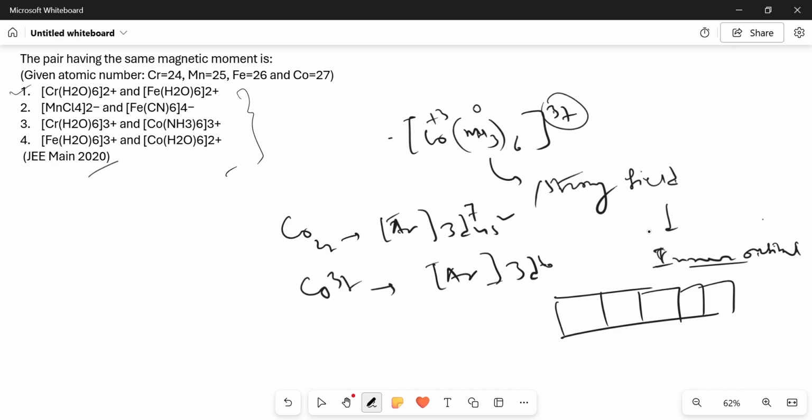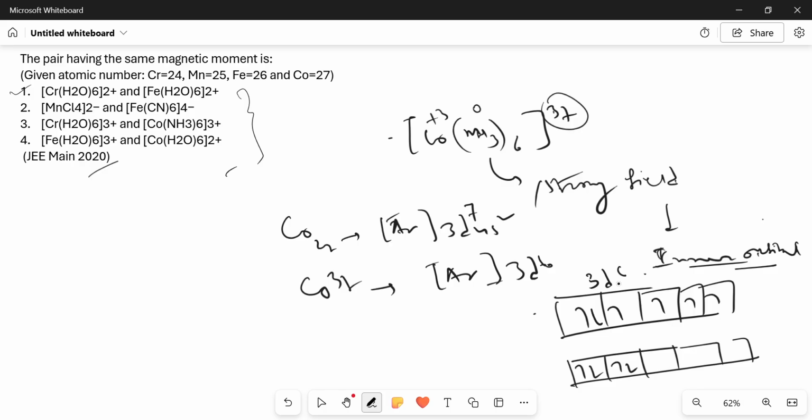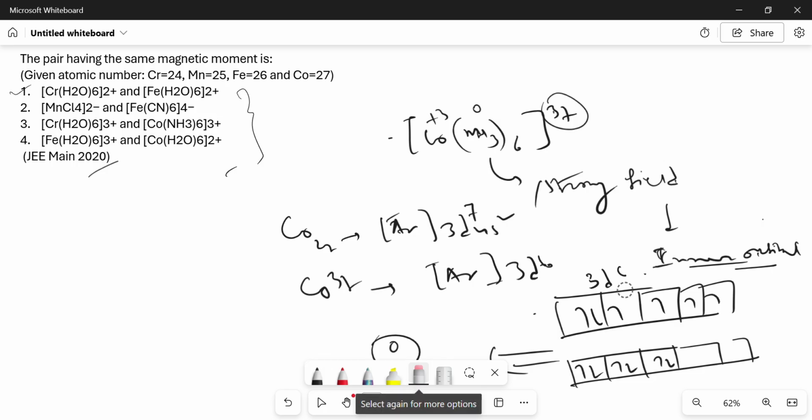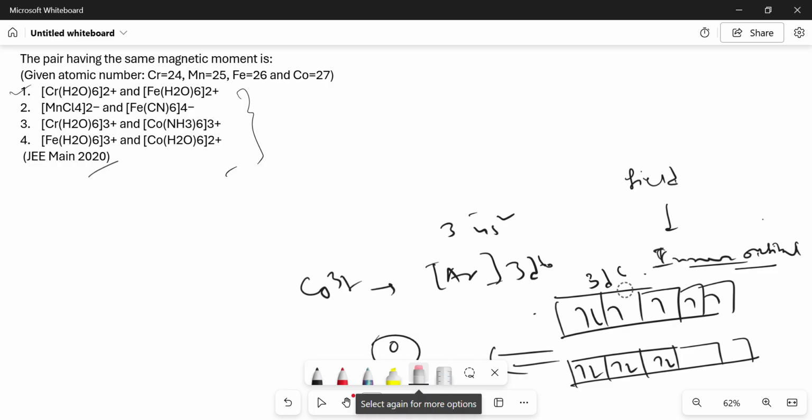It will also form an inner orbital complex. First you draw the 6 electrons of 3d6, and after inner orbital complex formation all the electrons will be paired out. So there is zero unpaired electron. Okay, last option. [Fe(H2O)6]3+, already we have done, has 4 unpaired electrons. Now we have to check [Co(H2O)6]2+.